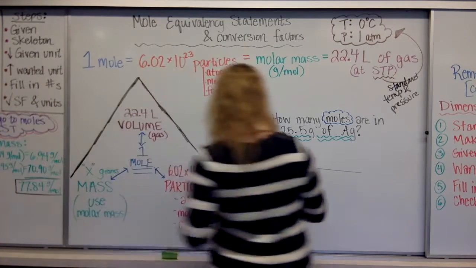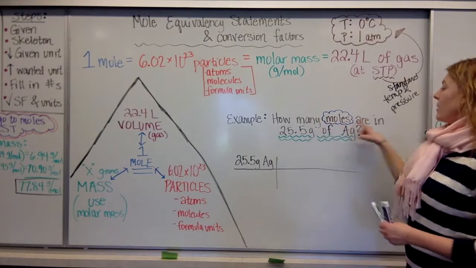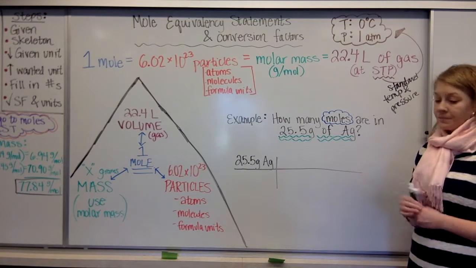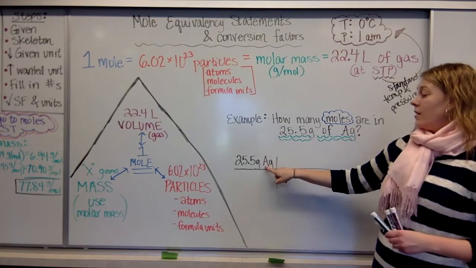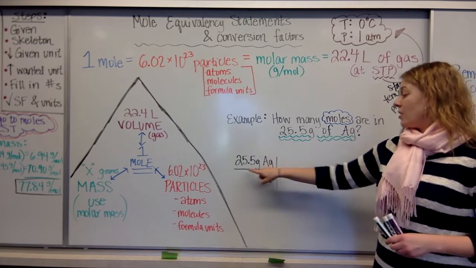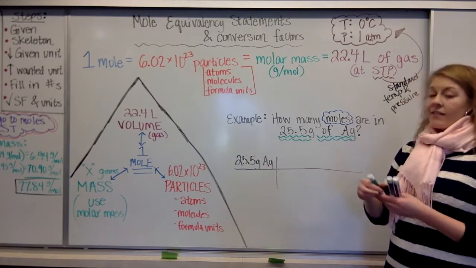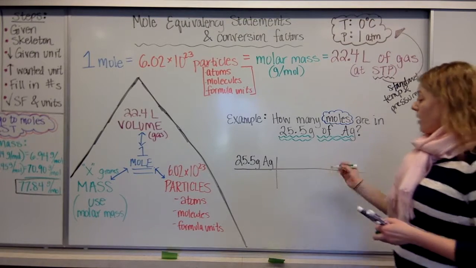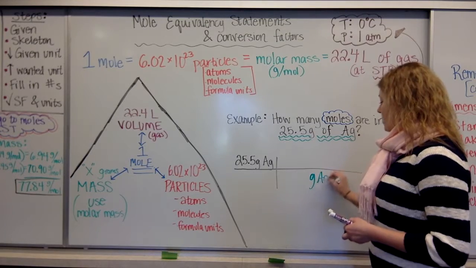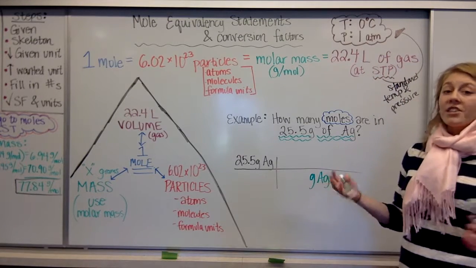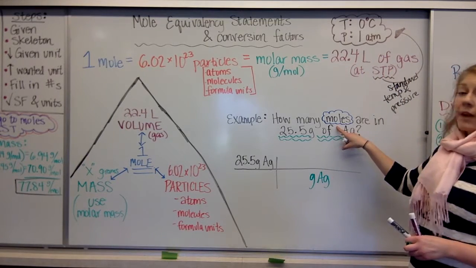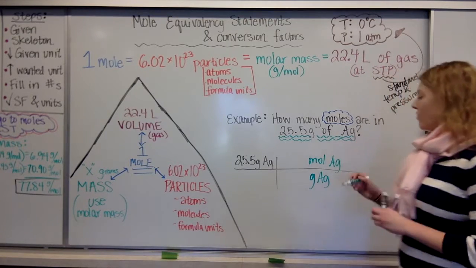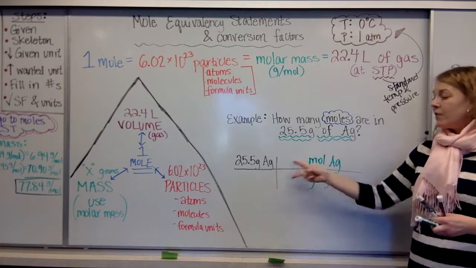So, we have our given. First of all, how many moles are in 25.5 grams of Ag, silver? All right? We have our given, 25.5 grams of Ag. We have our skeleton. So, step 3 is put the given unit on bottom. Grams of Ag goes on bottom. Our wanted unit on top. We're trying to find moles. So, moles of Ag goes on top. Now we need to fill in the numbers.